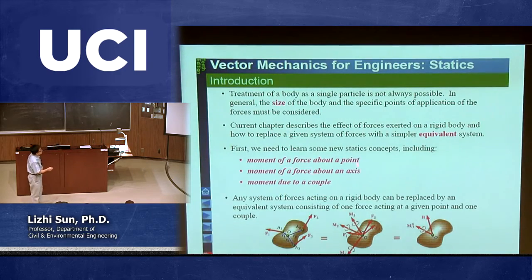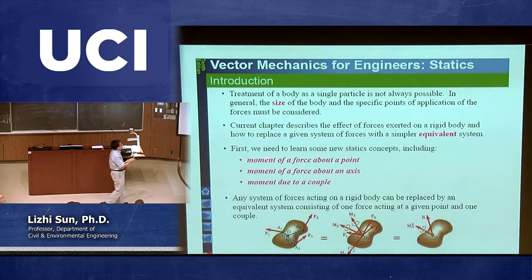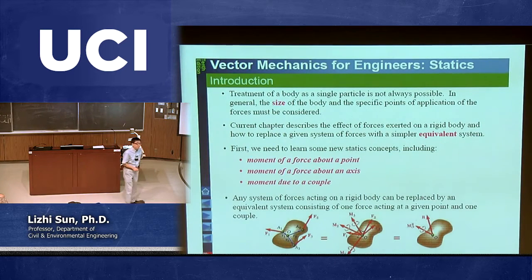So the first part, we talk about moments. There are three kinds of moments. The first kind of moment is called the moment of a force about a given point, and so we end up with a moment vector. This concept is used until chapter 7. You know, in chapter 7, we also talk about this, right? So what is a moment of a force about a given point? We keep using that.